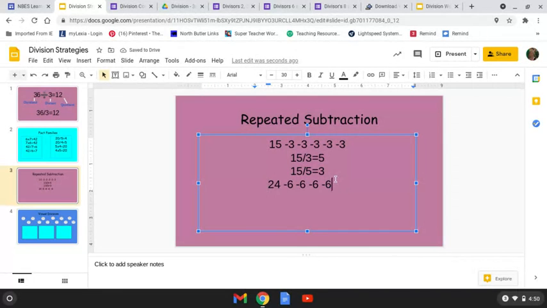Same thing with 24. If you split it into groups of 6, then you could say 24 divided by 4 equals 6. The same thing would work: 24 divided by 6 equals 4.